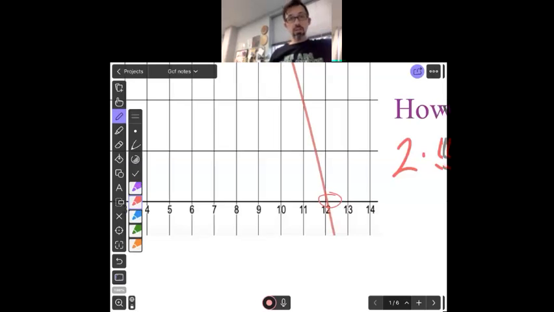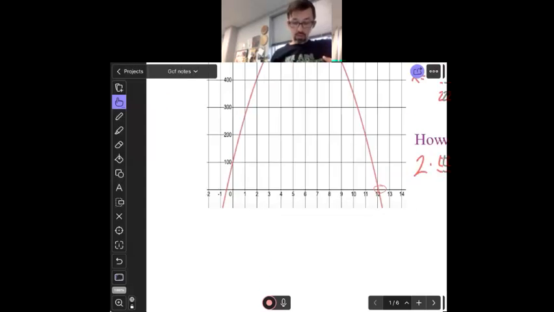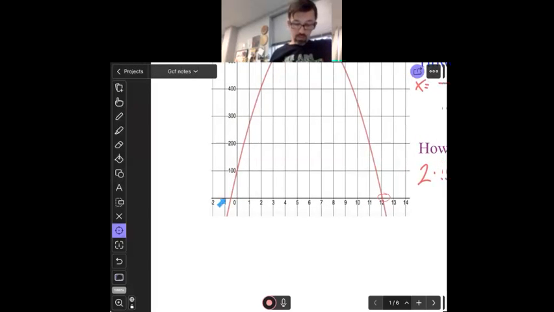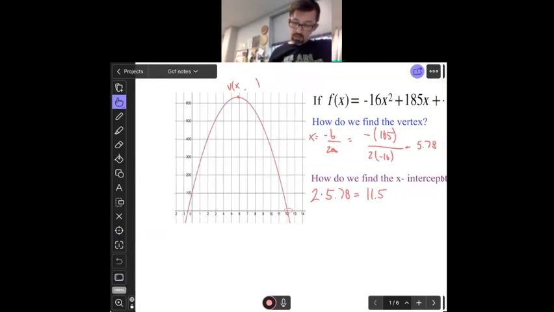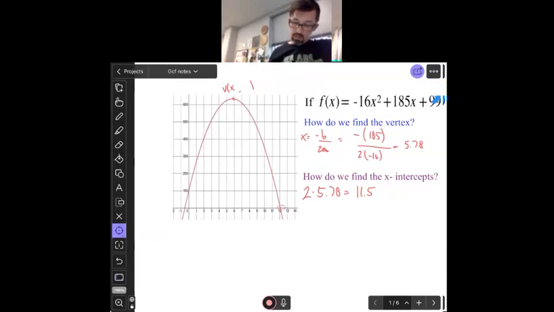It's about the idea that doubling the x value of the vertex only works if your y-intercept is 0. This does not have a y-intercept of 0. It has a y-intercept of 99, I believe it was. And because this is not 0, we can no longer just double that. That math does not work anymore. So we've got to find a different way.